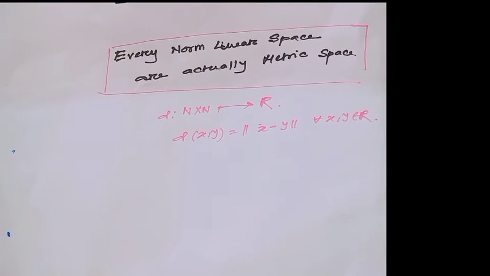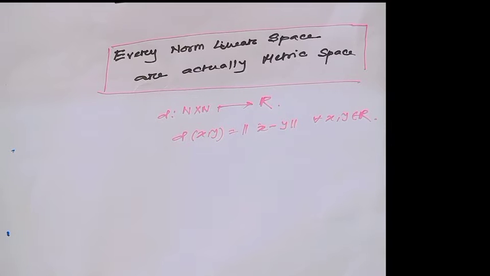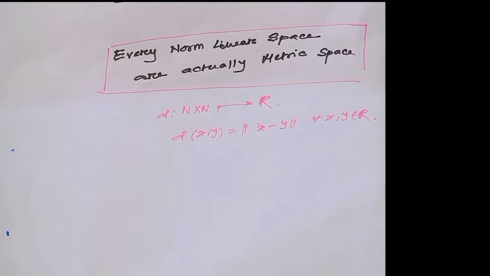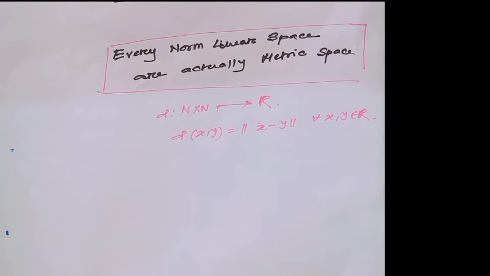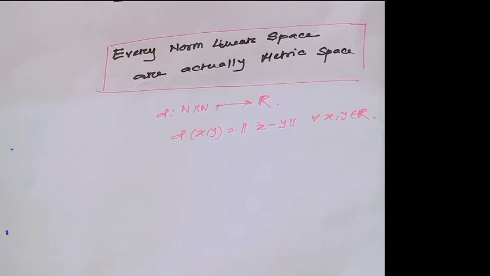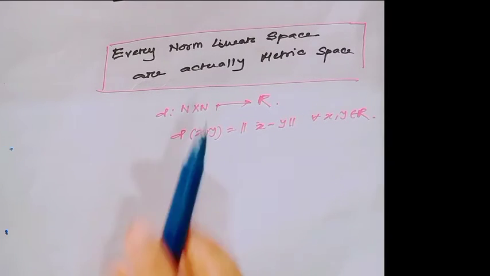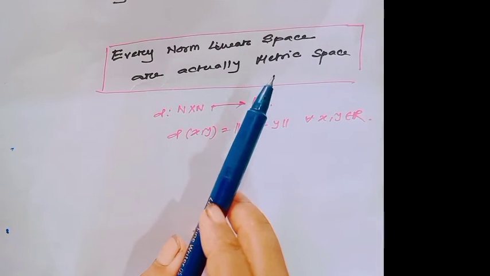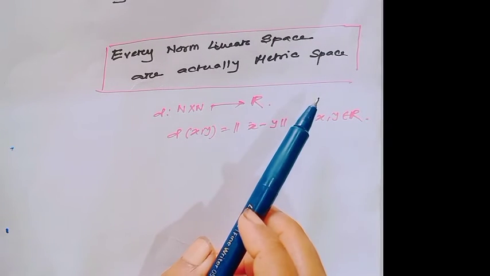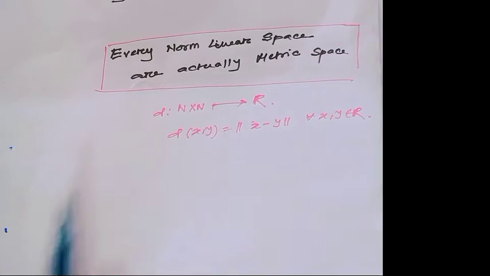Norm means the length of any vector and metric space means the distance between two vectors. Actually, every normed linear space is always a metric space, but the converse is not always true.